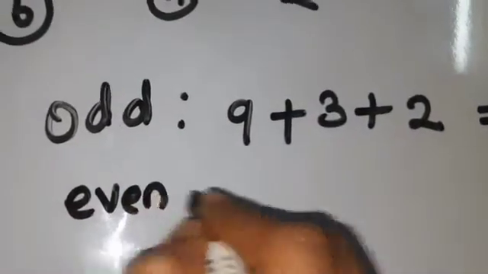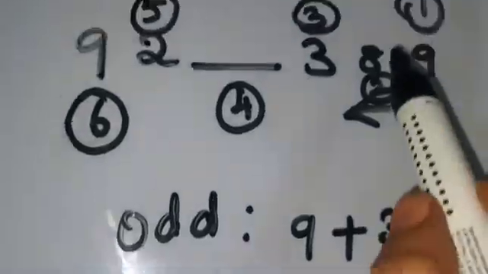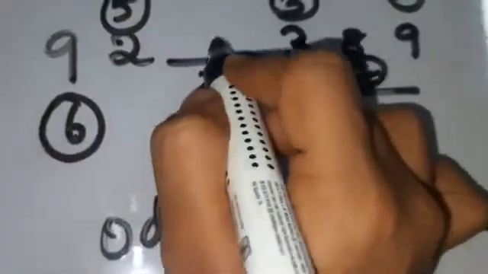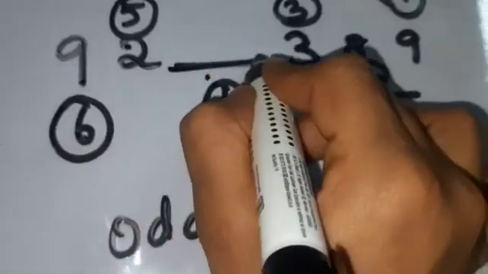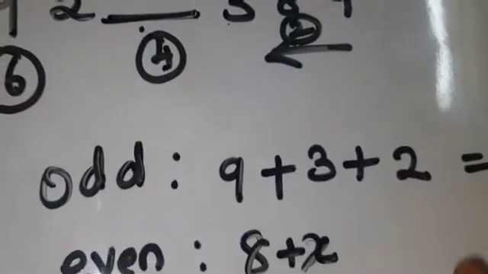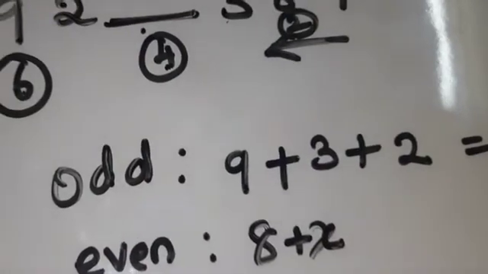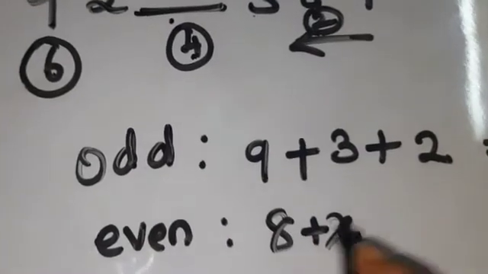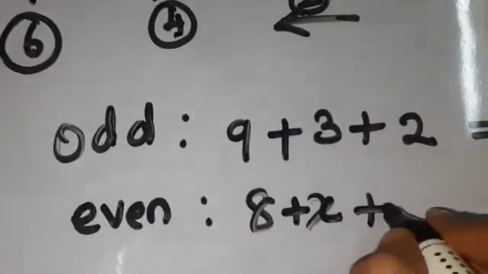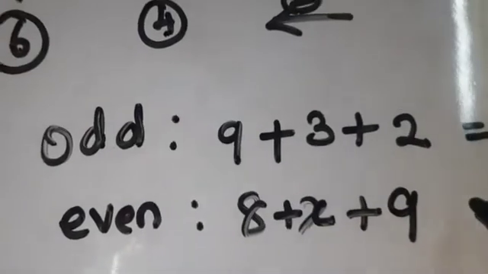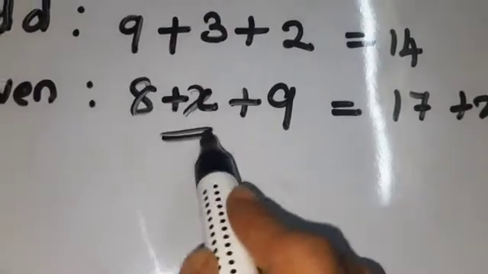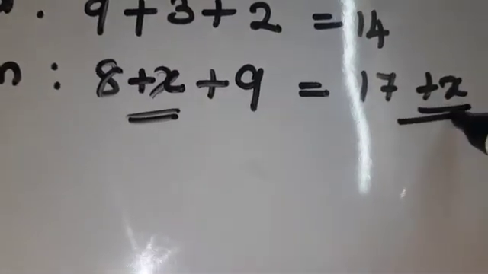Now what we are going to find out is the even digits in the given number: 2, 4, 6, 8 plus, here there is no number. So we are going to replace this blank space with x. Since we don't know what number will be there, we are going to find the value of x now. So listen carefully, students. 8 plus x plus 9, which is equal to 17 plus x. Here the x is there, so I am taking it outside.